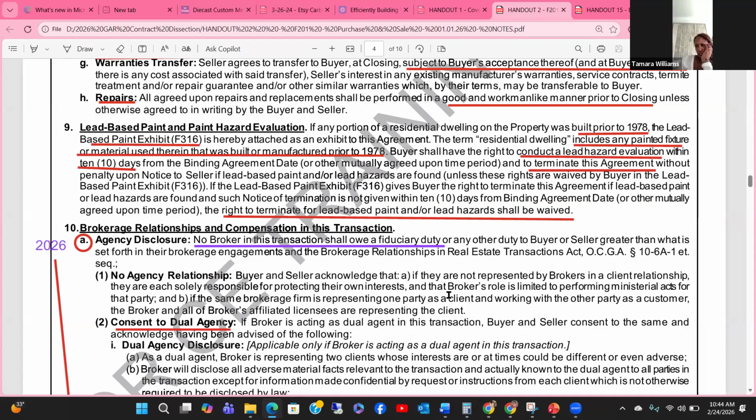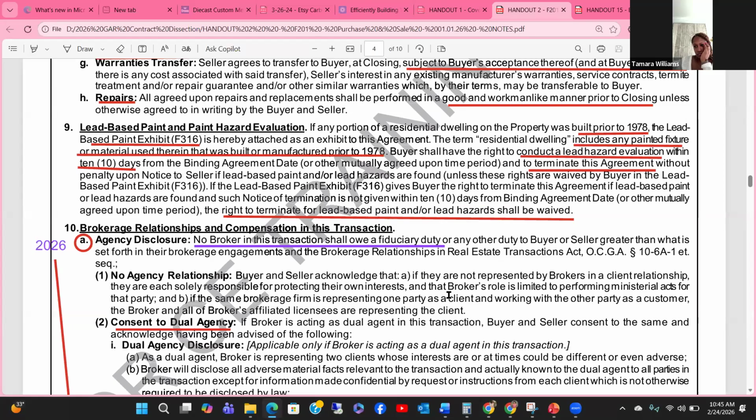Buyer is required to get the EPA pamphlet on lead-based paint in the house. You can find that in GAR or from EPA.gov. And you agents also have to sign the F316, the lead-based paint disclosure.